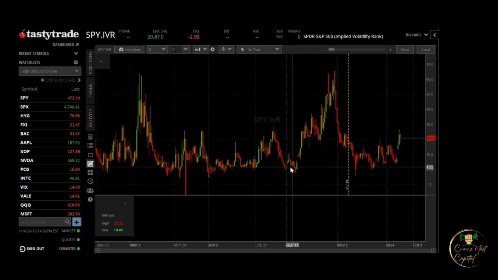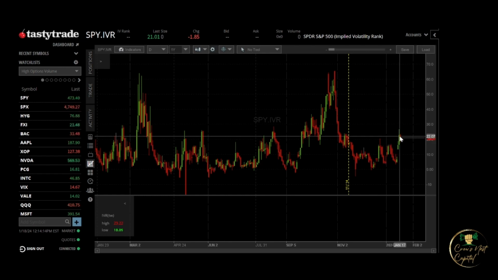You don't normally want to sell volatility when it's at 0. So when we were at 4 down here, you got to kind of be careful, because if you put a trade on down here, volatility spikes up here, you're going to be down a lot of money. So especially because it's only been a couple of days.